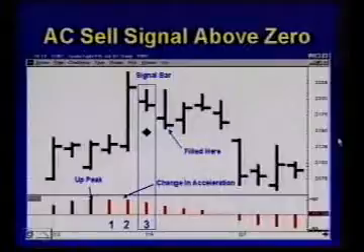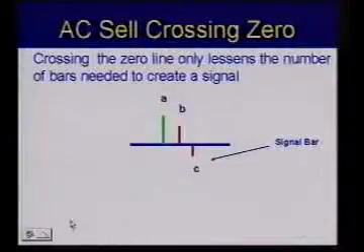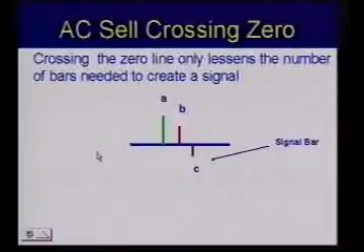So I guess you figured out by now the ACs are pretty easy. And the final one would be our AC sell crossing zero. Crossing the zero line only lessens the number of bars needed to create a signal. So here we go. 1, this is our change in color, and at B, the first red bar, we would need 2 more red bars to create the sell signal. But the next bar comes out and crosses below the zero line. That is now our AC sell signal.